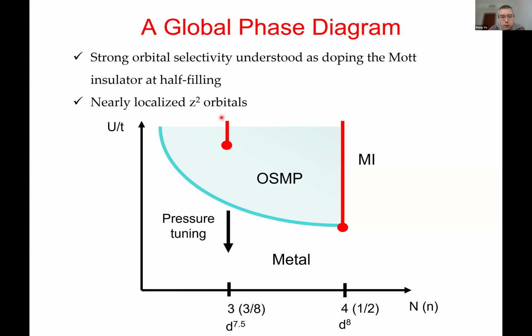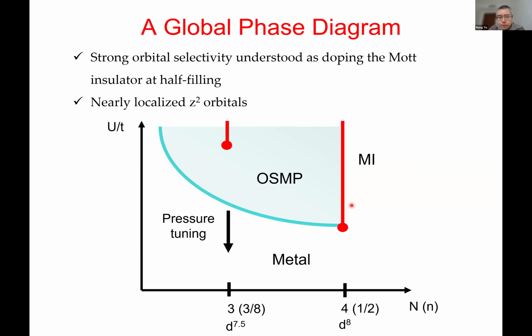But at a reasonably large U value, related to the physical regime of the system, we only see a transition to an orbital selective Mott phase. And if we increase the electron filling to n equal to 4, the system is exactly at half filling, and we can see a transition to a Mott insulating phase at a much lower U value. The orbital selective Mott phase naturally appears by doping this Mott insulating phase at half filling.